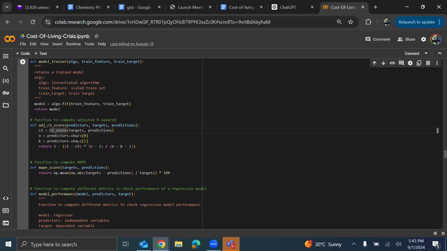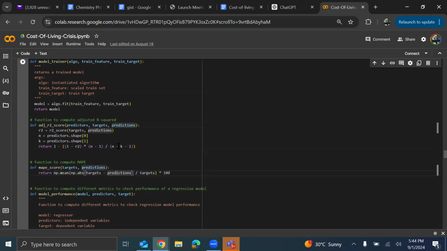It's simple. This is just the formula. You cannot calculate adjusted R squared without your R squared, so this returns the adjusted R squared for us. Mean absolute error: this is also the formula for calculating the mean absolute percentage error.